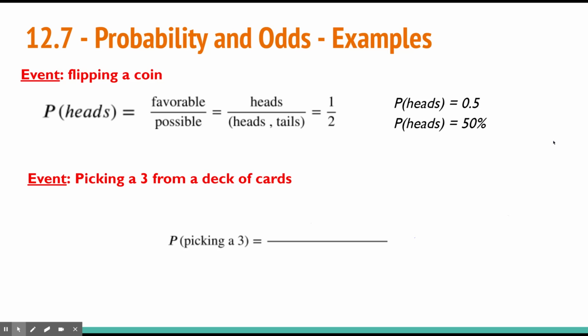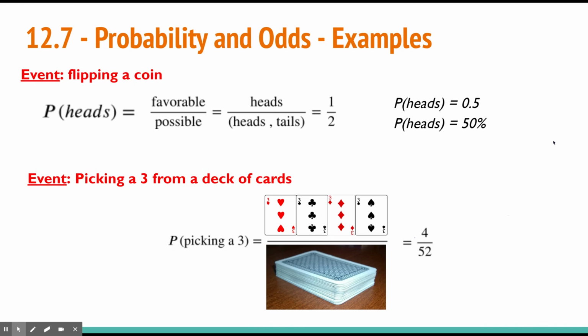So let's think about our event of picking a 3 from a deck of cards. What are the favorable outcomes of picking a 3? Well, you can pick a 3 of hearts, a 3 of diamonds, a 3 of spades, a 3 of clubs. And that's going to be over the total number of cards in a deck. So that is going to be 4 favorable outcomes over our 52 possible outcomes to get our simplified fraction of 1/13.